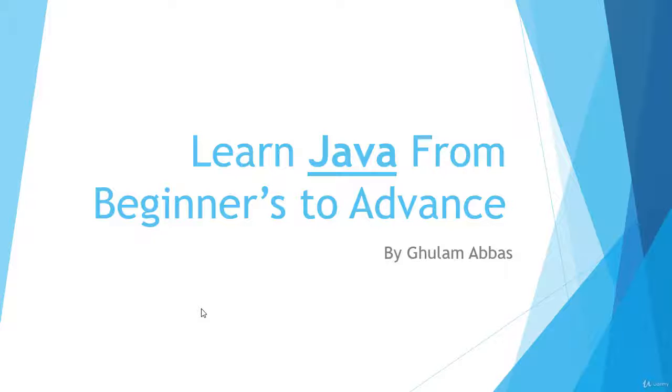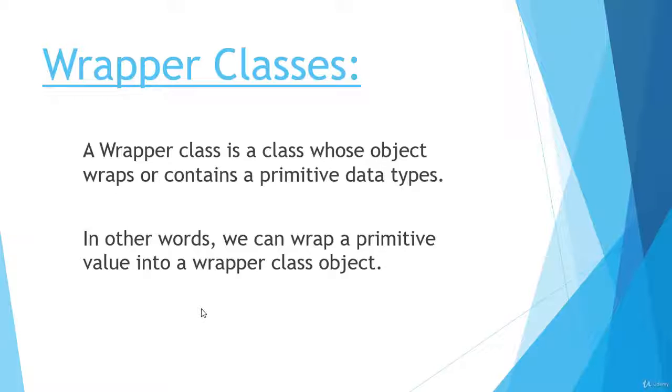Today in this video we are going to discuss the wrapper classes. Now what is a wrapper class? A wrapper class is a class whose object wraps or contains a primitive data type. I hope you know about the primitive data types: int, float, double, char, and so on. In other words, we can wrap a primitive data type into a wrapper class object. This is the definition of the wrapper classes.